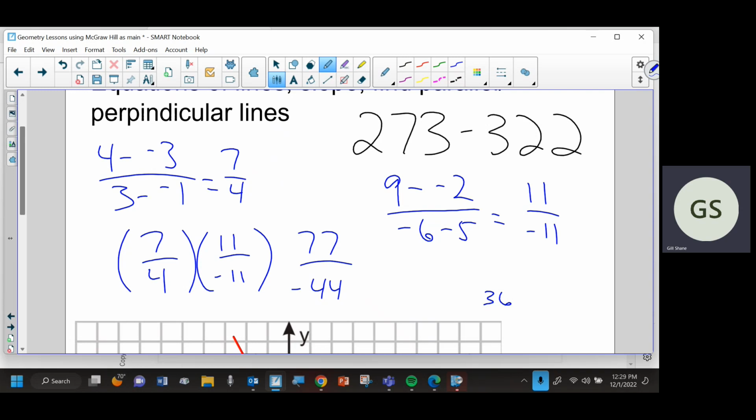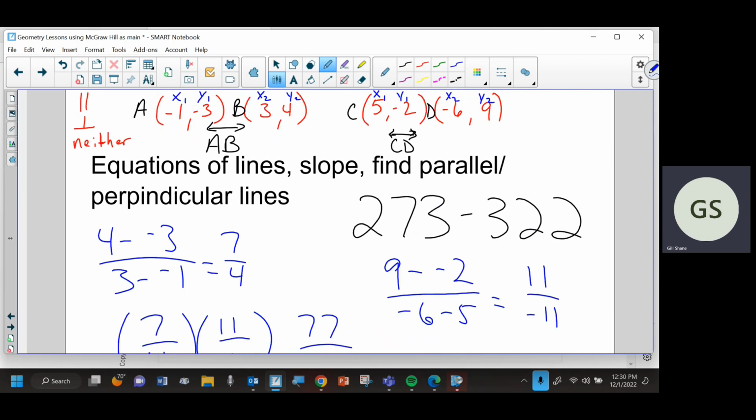That is definitely not negative one. I would have had... the only way they're perpendicular is if when you multiply them together, you get negative one. So to finish it off, the answer is that those are neither parallel nor perpendicular. That's the exact same thing you're going to do on one of the question marks. Only difference is different numbers.